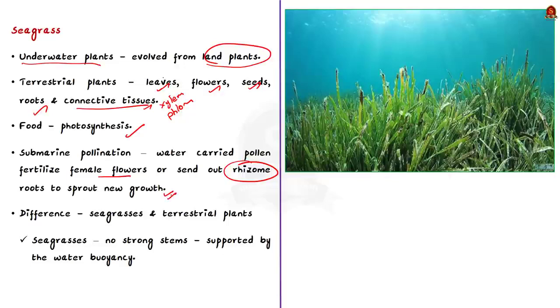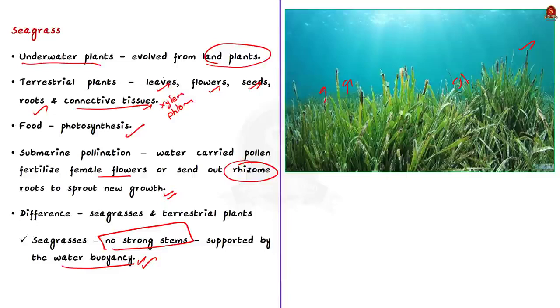But the main difference between seagrass and the terrestrial plant is that seagrass do not have strong stems to hold themselves up. Instead of stems, seagrass are supported by the buoyancy of water that surrounds them. Just have a look at this picture of seagrass to understand the buoyancy characteristic.